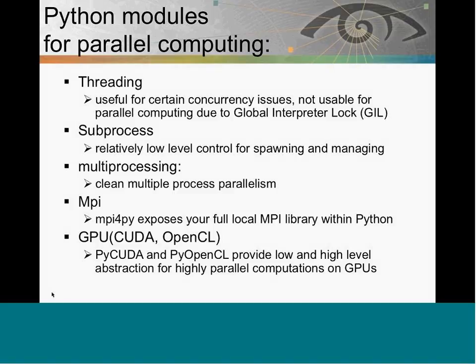If you do distributed computing where you have multiple nodes, mpi4py is really handy. You can write MPI code in Python and run it on multiple nodes or on supercomputers. There is also functionality for GPU computing with two packages, PyCUDA and PyOpenCL, to write GPU code.